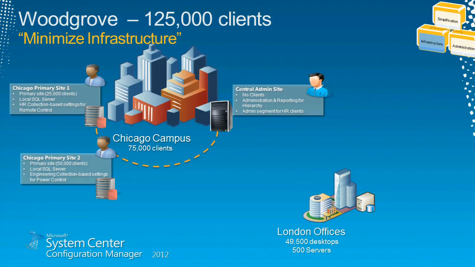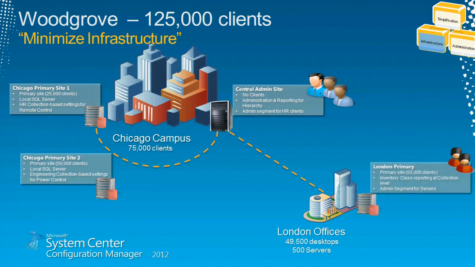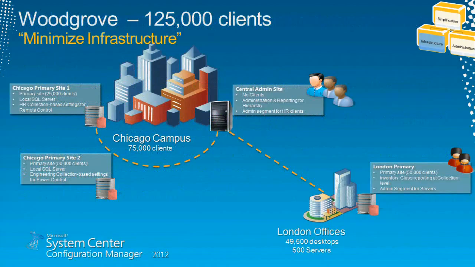Then down in London, where they have 50,000 clients, all administration can be done at the CAS. It doesn't have to be. You can still do administration for primary sites, but our recommendation is you use the CAS for that, to offload that functionality. All clients have to go to primary sites; they can't be on the CAS. So get your clients installed and reporting to the appropriate site. Down in London, 1 primary site for the 50,000 clients. You have 2 different admins down there. One's a desktop guy, one's a server guy.